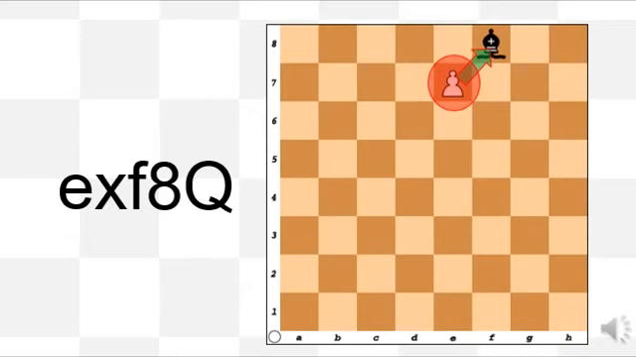But what happens if a pawn captures a piece into promotion? Well, in that case, it's written the same as it would be for any standard capture, except you put the symbol of the piece that it's promoting into at the end.